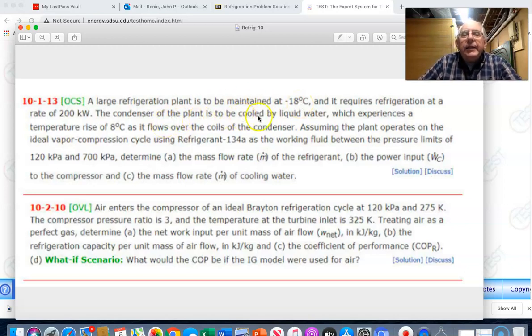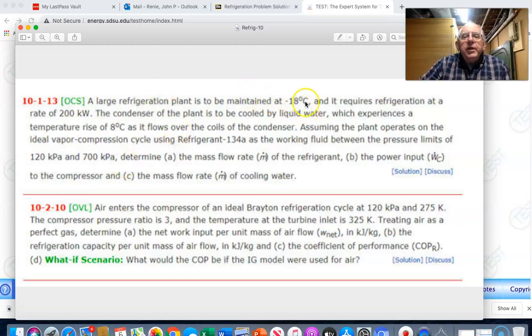The condenser of the plant is to be cooled by liquid water, which experiences a temperature rise of 8 degrees as it flows over the coils in the condenser. The coils themselves hold the refrigerant. Assuming that the plant operates on an ideal vapor compression cycle using refrigerant R134A as the working fluid, between the pressure limits of 120 and 700 kPa, we want to determine the mass flow rate of the refrigerant, the power input to the compressor, and the mass flow rate of the cooling water.